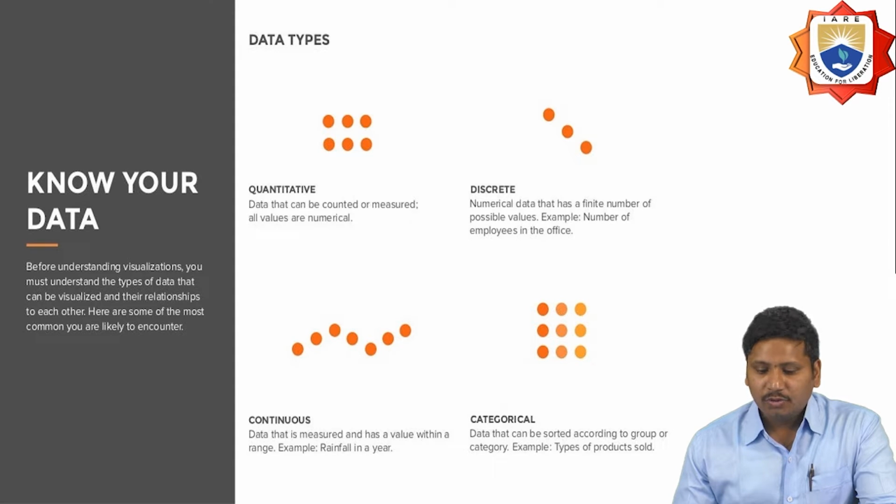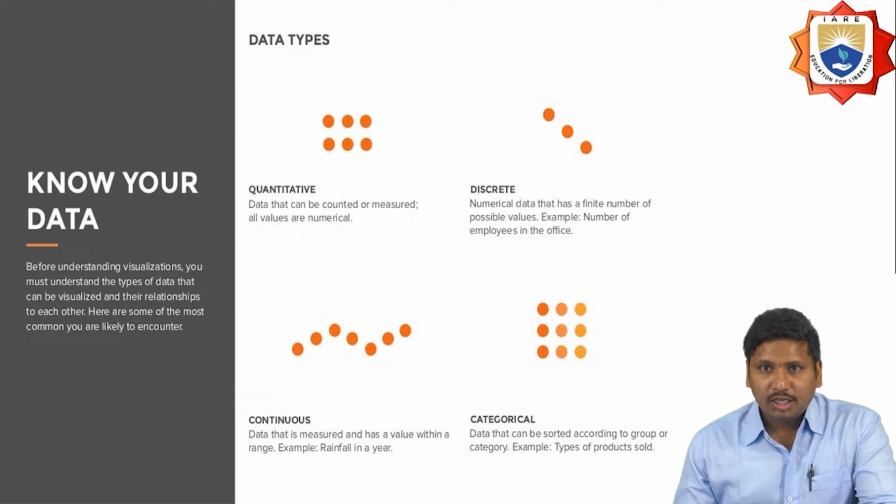The data types are classified into different categories. The very first one is the quantitative data type, then the discrete data type, then the continuous data type, and the categorical data type. So what is the quantitative data type? The quantitative data type is nothing but the data which can be counted or measured. Here all the values should be in the form of numerals. And the discrete data type means the data will be in numerical form, which should be a collection of a finite number of possible values. An example is the number of employees in the office.